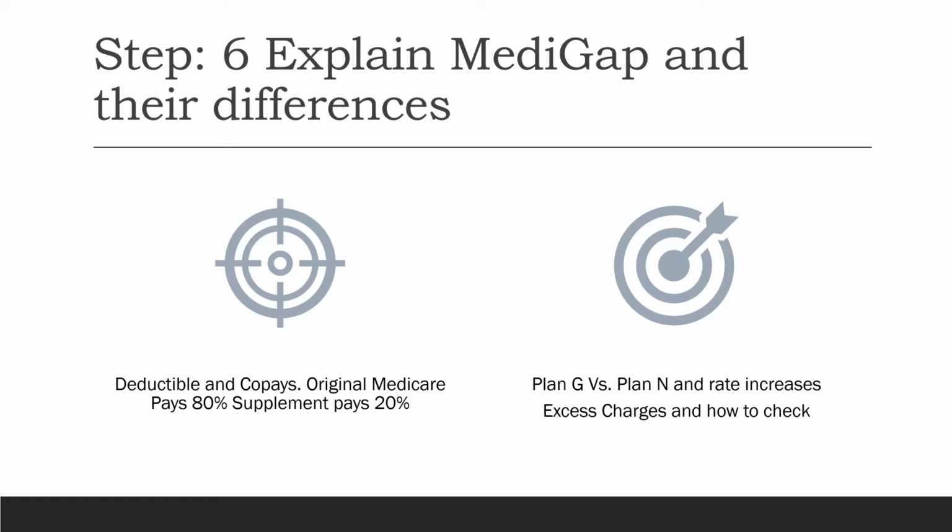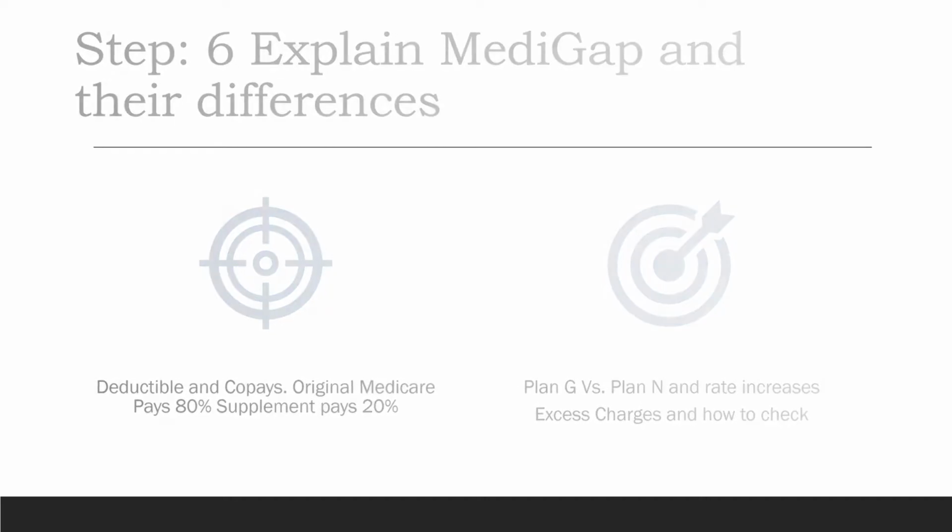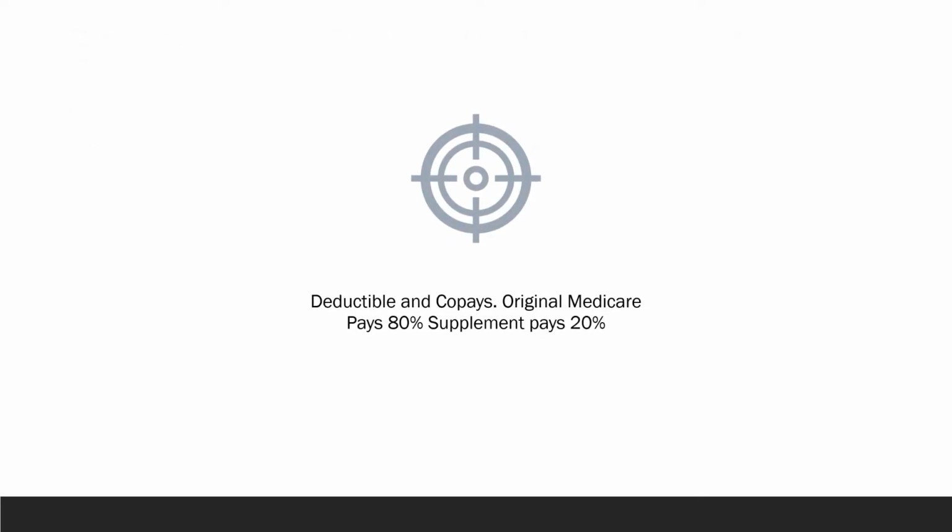So in step 6, we're going to talk about how MediGap works. We're going to talk about the deductibles and co-pays on original Medicare. Original Medicare pays 80% of your care. Now, normally you would be responsible for 20%, but in the Medicare Supplement Plan G, the Medicare Supplement pays 20% of that cost. Now, Plan N pays 20% of that cost as well, of course, after the Part B deductible, but you have those $20 co-pays potentially at the doctor's office and a $50 ER visit and excess charges.